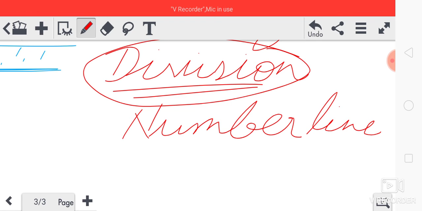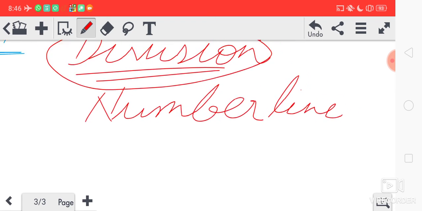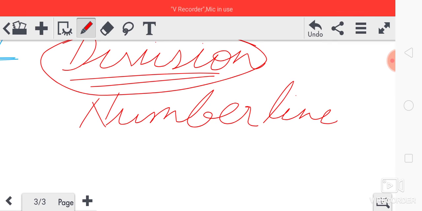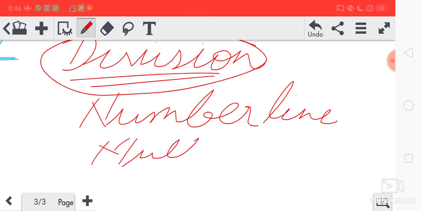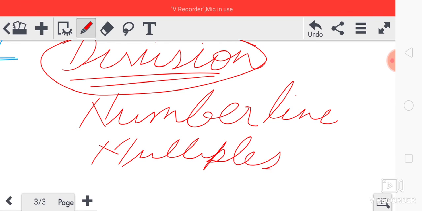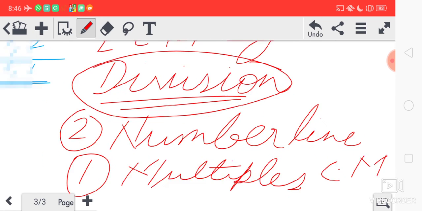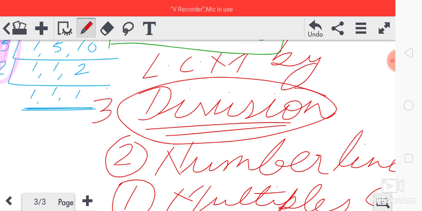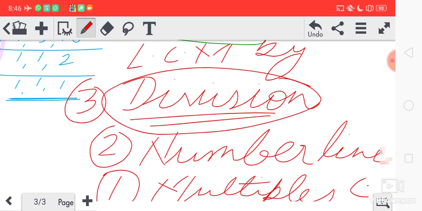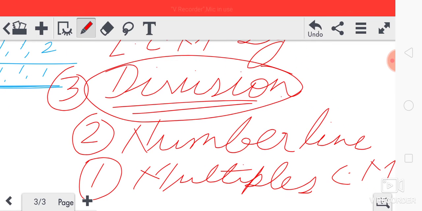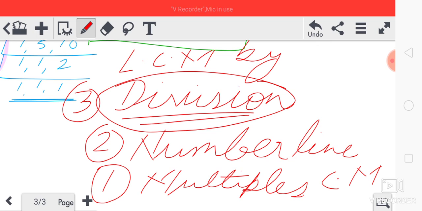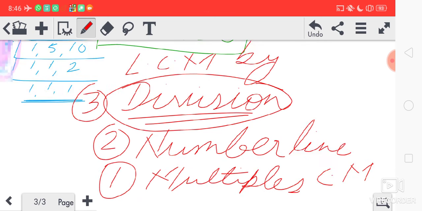And the first one, which one did we learn? We learned to find the LCM by finding the multiples, finding the multiples and what? Common multiples. This we did in the beginning. First method to find LCM. This is the second method to find LCM. And this one is the third method to find the LCM. All the 3 methods we have discussed. One method is prime factorization. That one is not very important, so we are not going to do that.